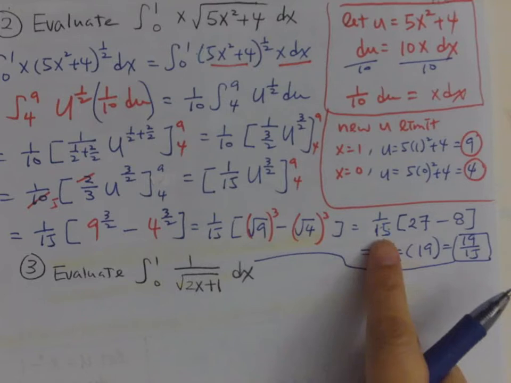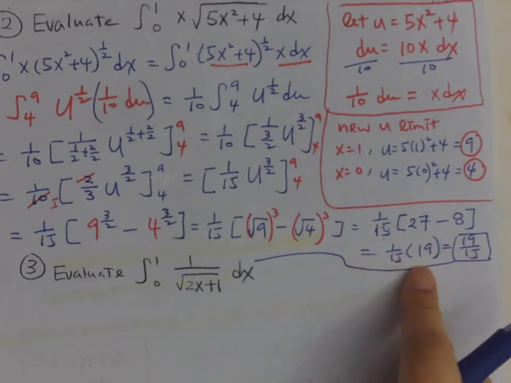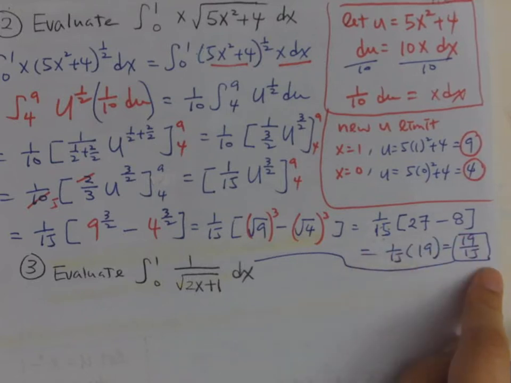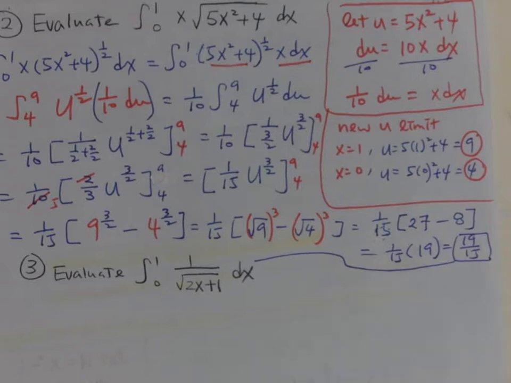So after this part, 27 minus 8 is 19. So I just put 19 over 15. Alright. Okay, let's look at the next one. The next one is similar.